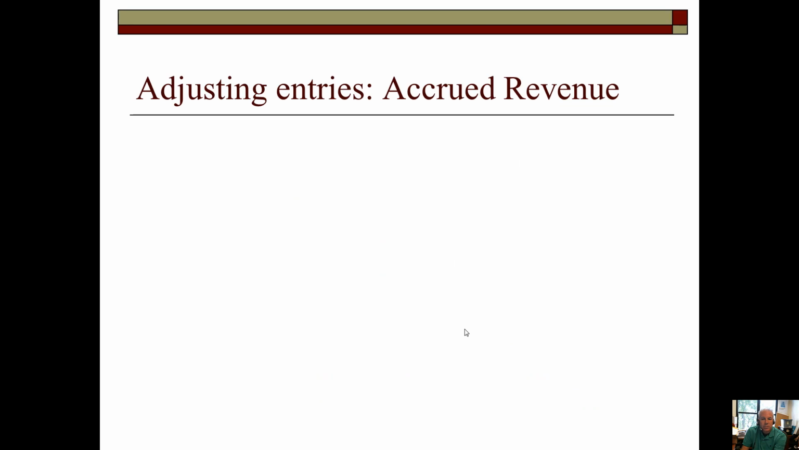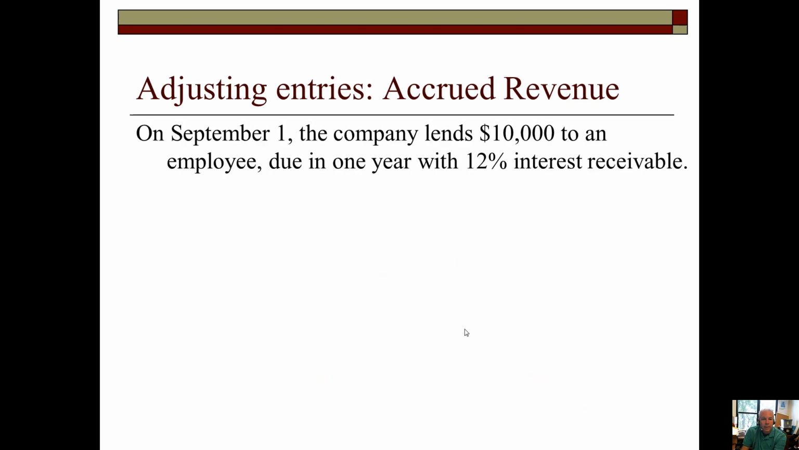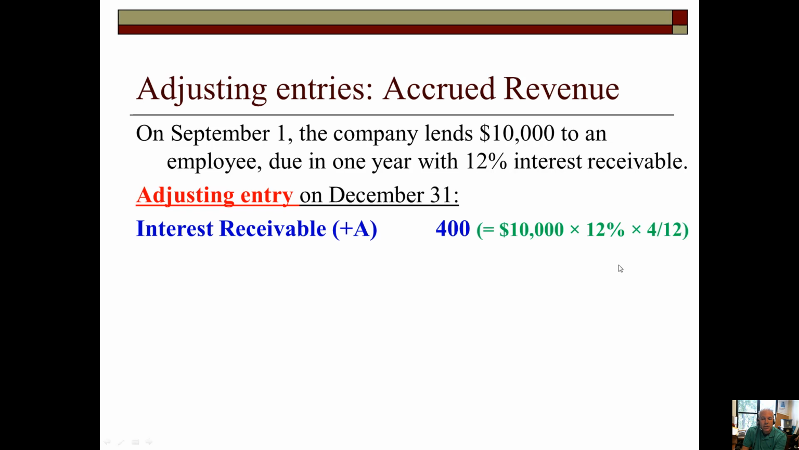And next, the adjusting entries for accrued revenue. On September 1st, the company lends $10,000 to an employee due in 1 year with a 12% interest rate. In this case, we have the adjusting entry because we're going to have some revenue to earn on this note. The employee signed a note. That means they're going to pay the note back with interest. So there'll be some interest earned. So in this case, you need to figure out how much interest is earned.